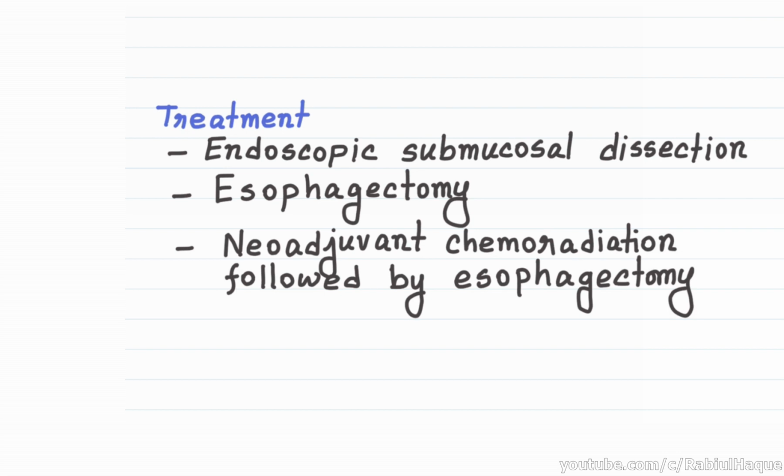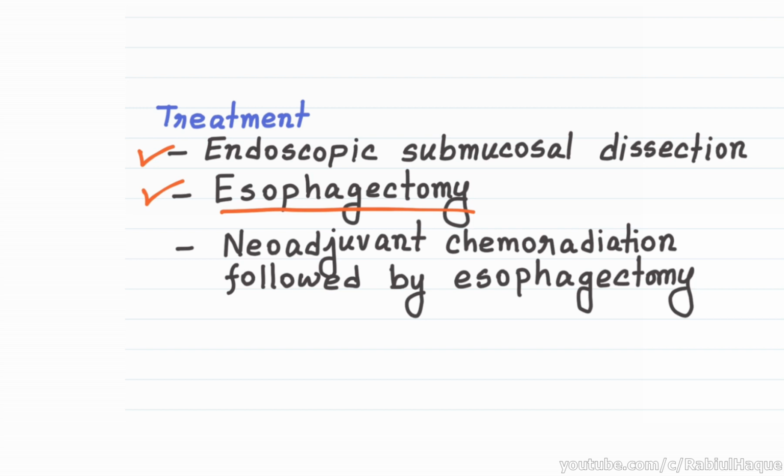So what are the treatment options? Early lesions can be treated by endoscopic submucosal dissection, or they can be treated by esophagectomy. Recall that esophagectomy is surgical removal of either part of the esophagus or the whole esophagus, and then that is reconstructed by using parts of other organs, mainly from the stomach.